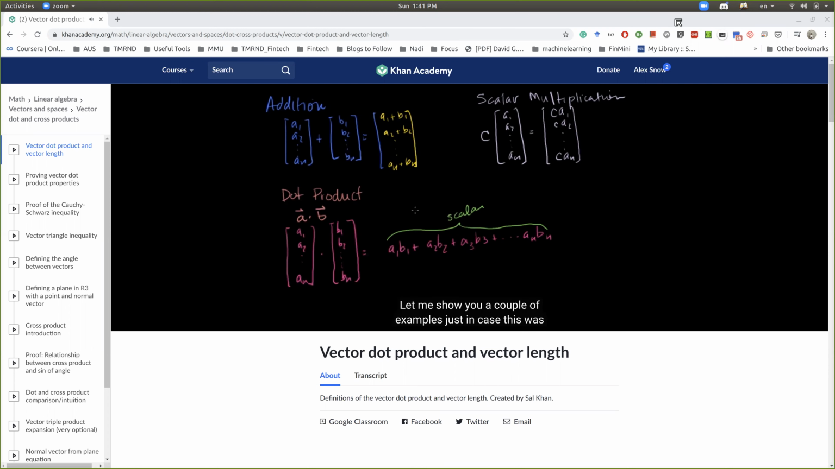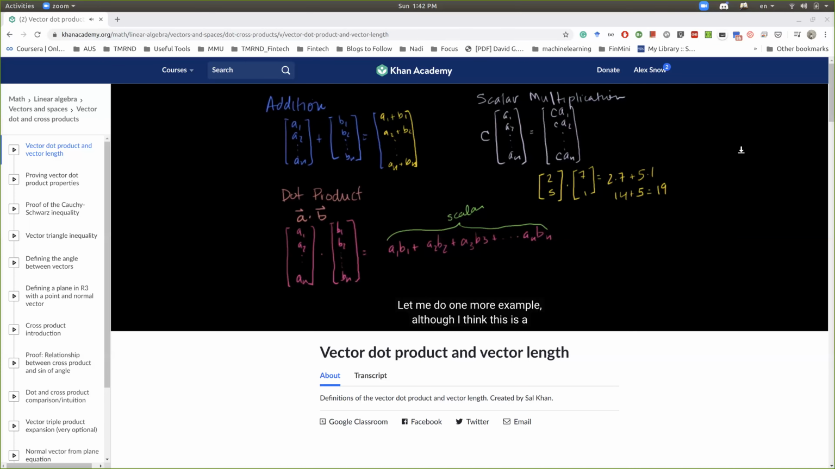Let me show you a couple of examples just in case this was a little bit too abstract. So let's say that we take the dot product of the vector 2, 5. We're going to dot that with the vector 7, 1. Well, this is just going to be equal to 2 times 7 plus 5 times 1, or 14 plus 5, which is equal to 19. So the dot product of this vector and this vector is 19.